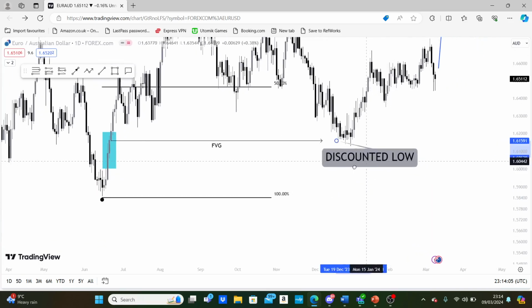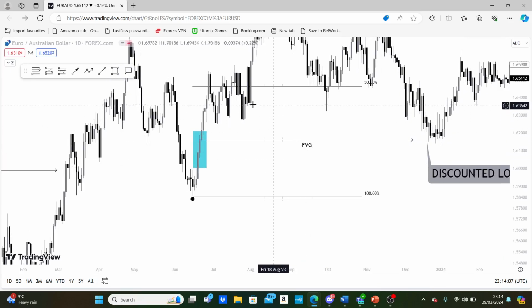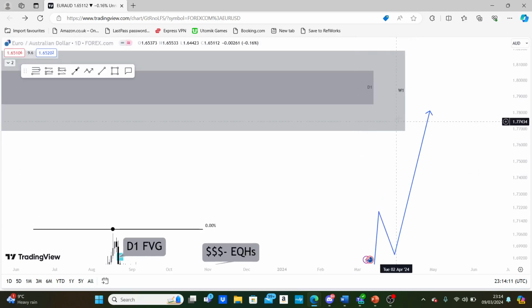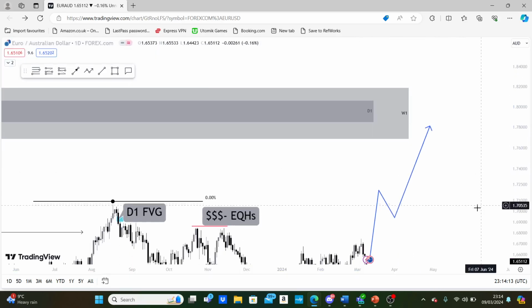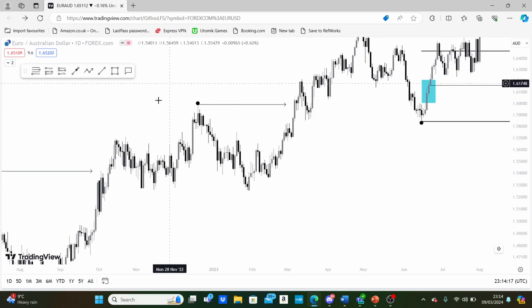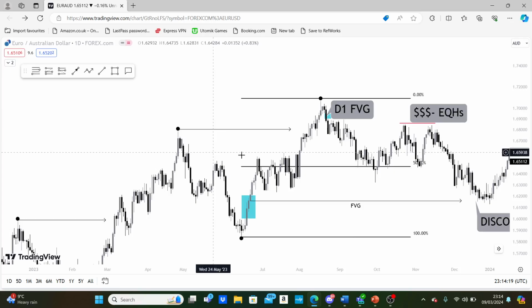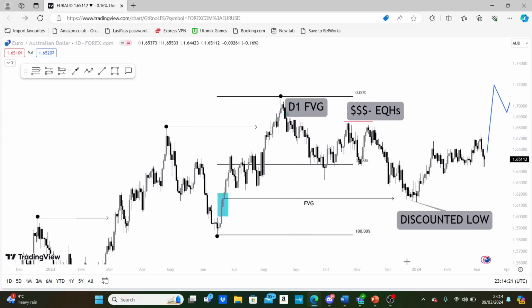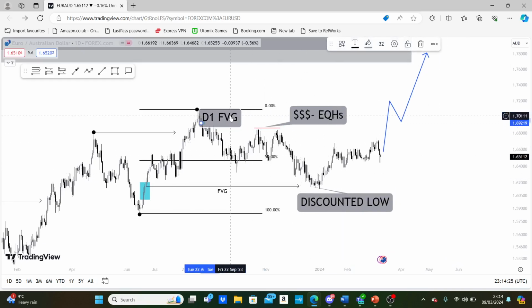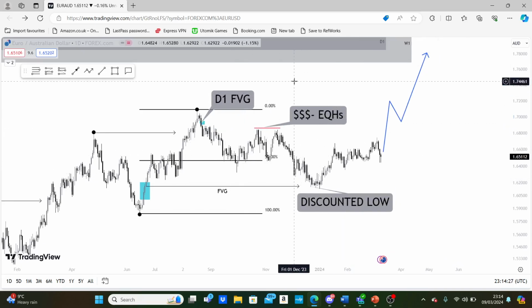Notice how price has given us a discounted low and filled the majority of the fair value gap over here. And we have a weekly fair value gap to target all the way up here in line with current bullish structure, right? Because we've seen price break 1 high and 2 high. Okay, so my overall narrative on this pair, Euro AUD, is bullish simply for the fact that we have higher time frame fair value gaps and higher time frame liquidity to target from discount to premium.